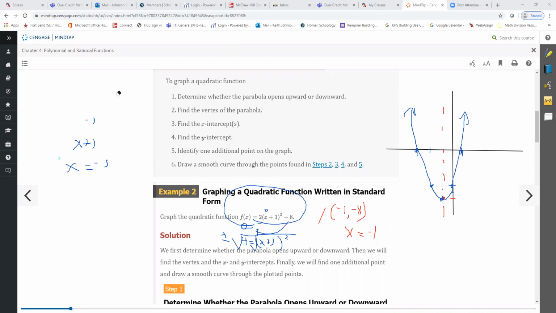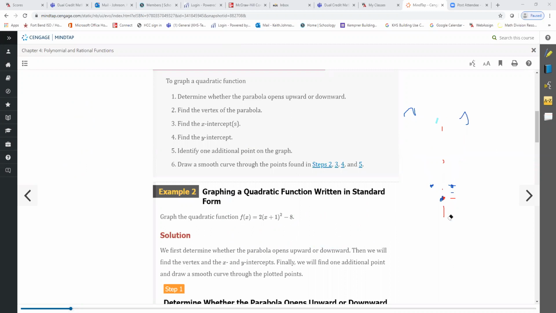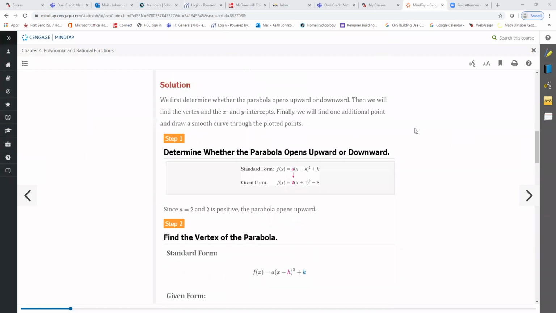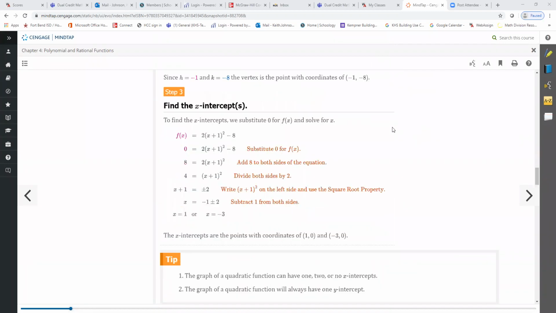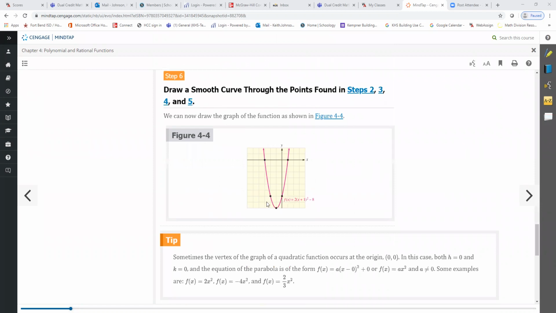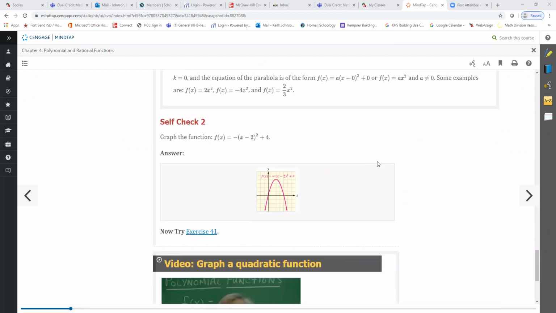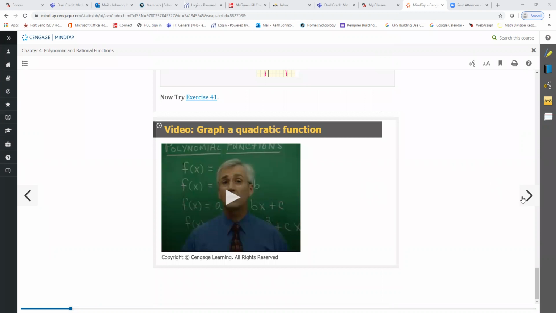Okay, so if that went fast, I have to, before I go to the next page, erase all this. If that went fast, pause, rewatch it. Okay, and there's no problem with pausing and rewatching and going through some of these other videos. All right, so that kind of went through all of these steps here.